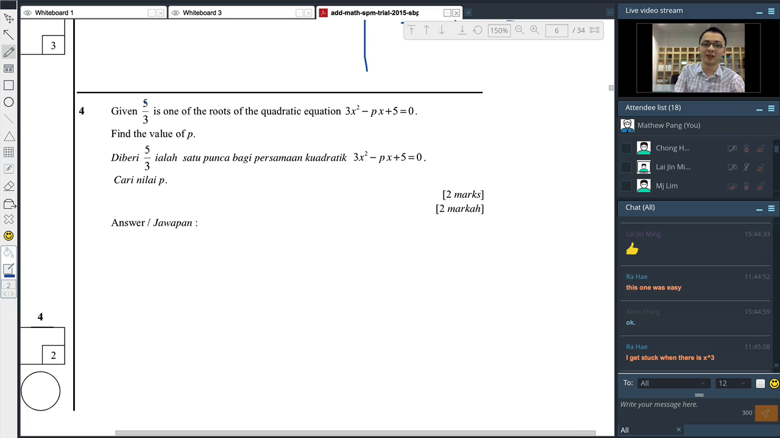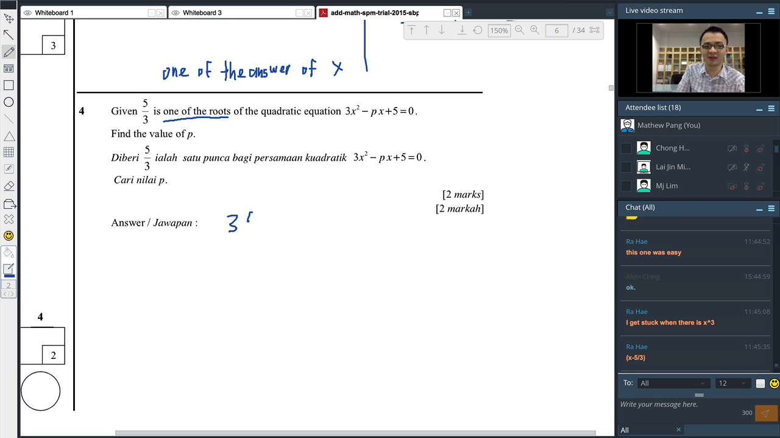Okay, so it says 5/3 is one of the roots. I said many times in my video, one of the roots means what? It means one of the x answers. Root actually means answer of x. So that means if 5/3 is an answer of x, I just substitute in. So with (5/3) squared minus p times 5/3 plus 5 equals 0.